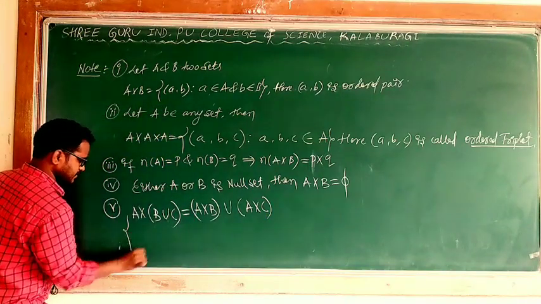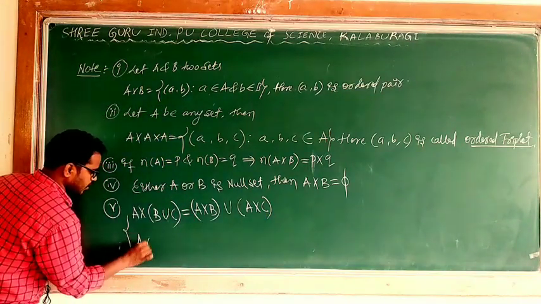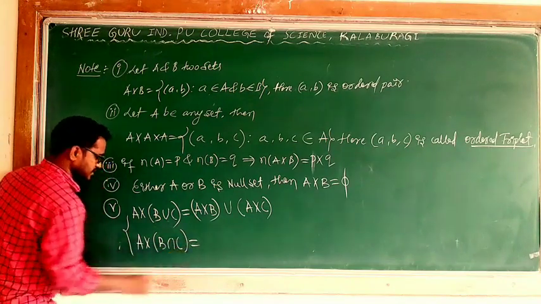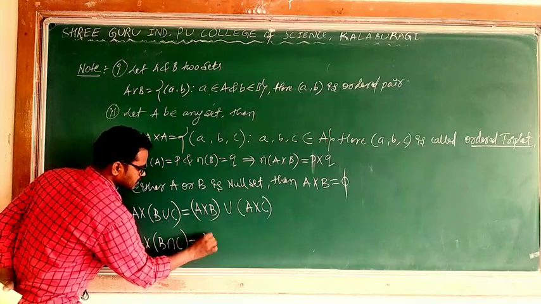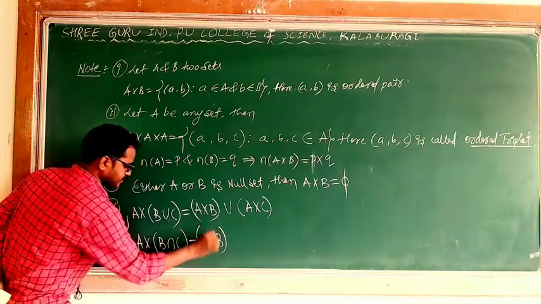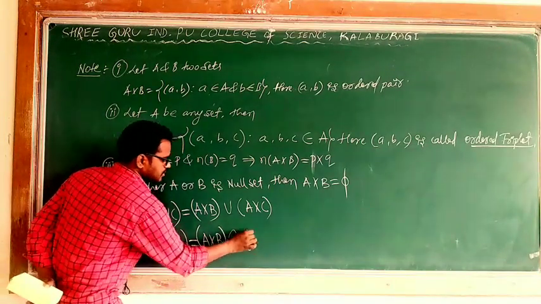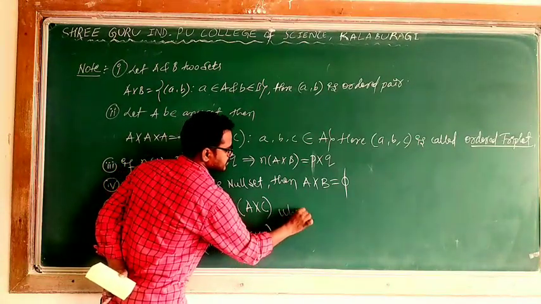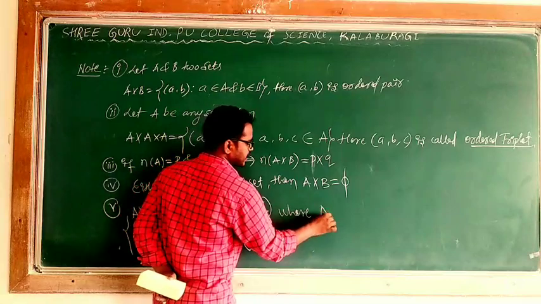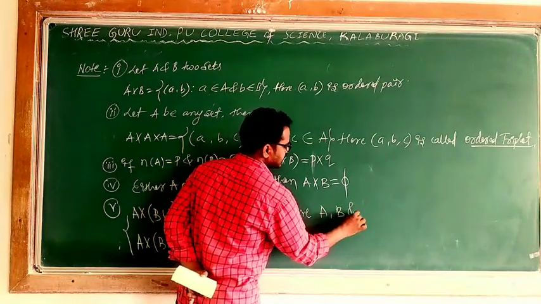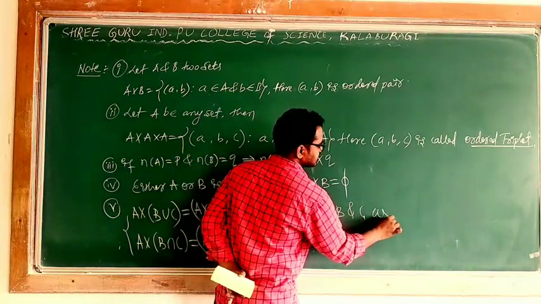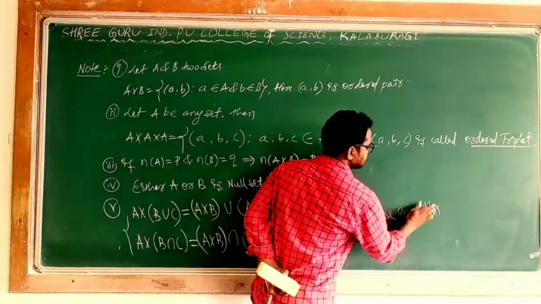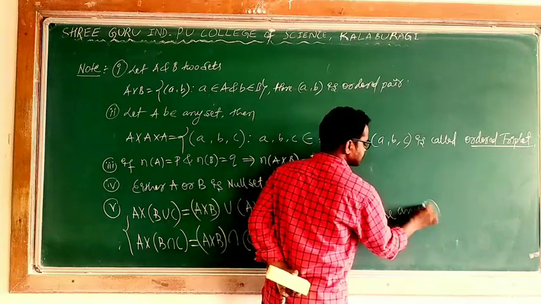And another thing, A cross (B intersection C), here I can say it equals (A cross B) intersection (A cross C), where A, B and C are any three sets.